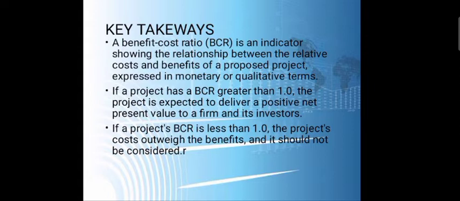Key takeaways. A benefit cost ratio or BCR is an indicator showing the relationship between the relative costs and benefits of a proposed project, expressed in monetary or qualitative terms. If a project has a BCR greater than 1.0, the project is expected to deliver a positive net present value to a firm and its investors. If a project's BCR is less than 1.0, the project's costs outweigh the benefits, and it should not be considered.